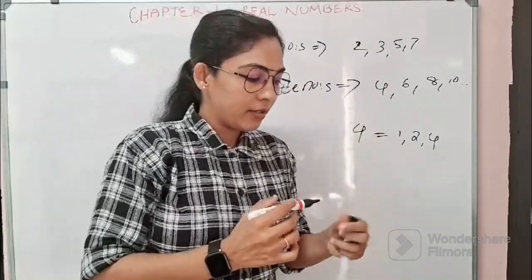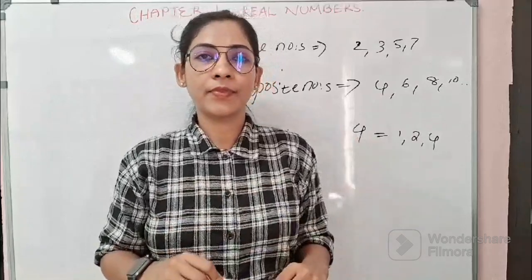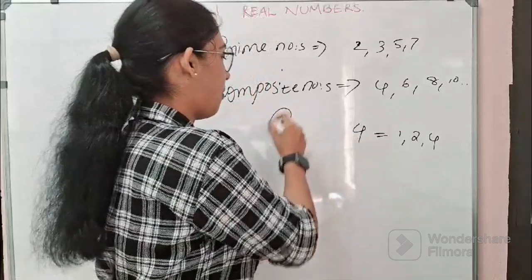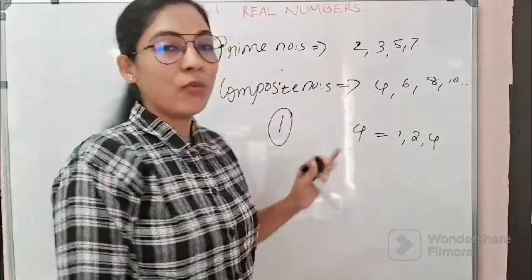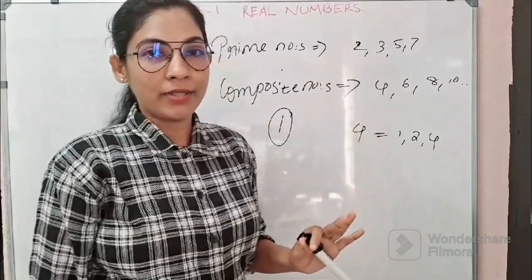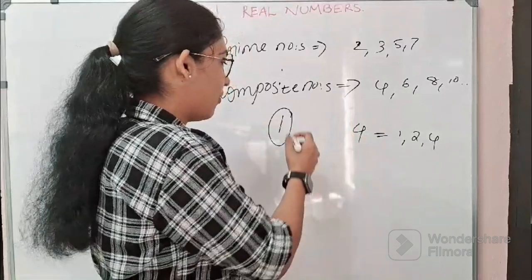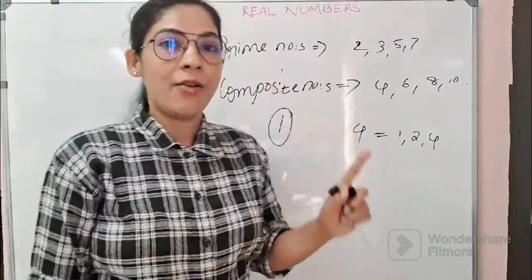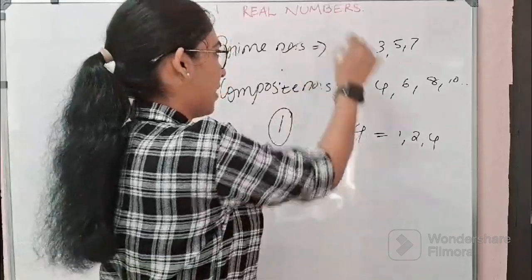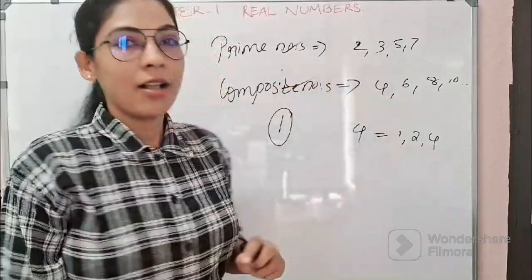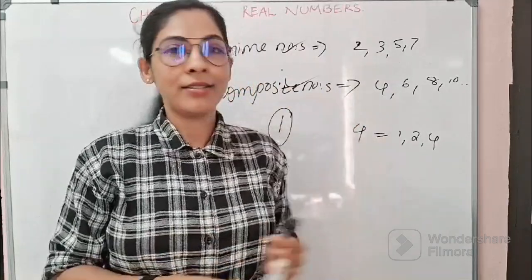Okay. Then my question is, is 1 composite or prime? Actually, 1 is not a prime and not a composite number. 1 is neither composite nor prime. What is the reason? Because 1 has only a single factor, 1 itself. So it cannot be considered a prime number and it cannot be considered a composite number. Hope you understand all the points.